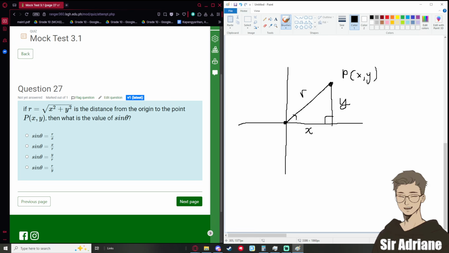And we know that the sine of this angle formed is y over r, opposite over hypotenuse. So sine of theta is equal to y over r.